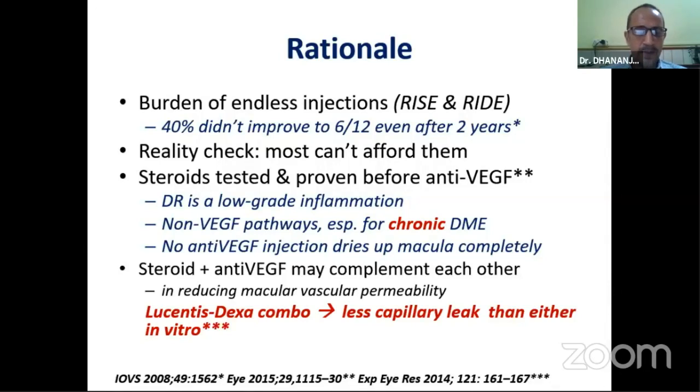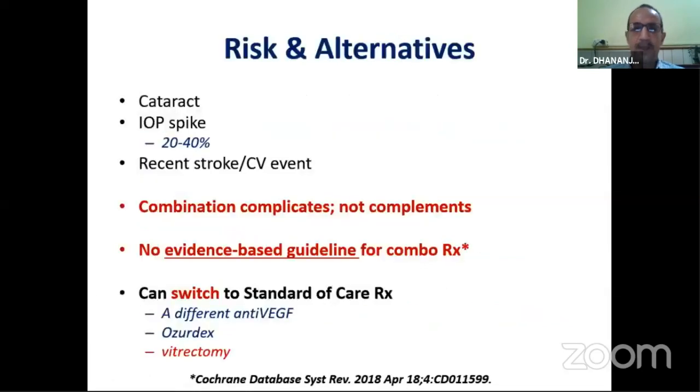Why do I say may? There has been an in vitro study which shows that there is less capillary leak, but there are no evidence-based guidelines for combination treatment. In fact, there is evidence that when you combine the two, complications combine, that is the cataract and glaucoma. And in fact, in some patients, even a risk of stroke or cardiovascular events when you are using Avastin. So complication complicates and not complements, but we can sometimes switch to the standard of care treatment with a different anti-VEGF, Ozurdex or vitrectomy.